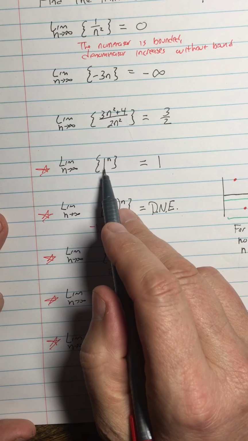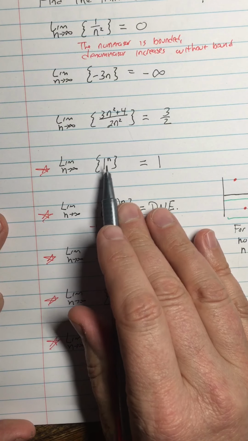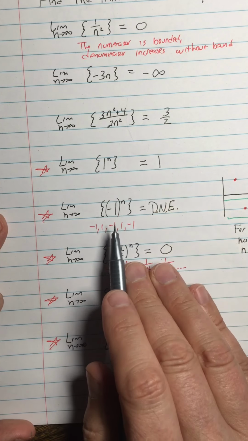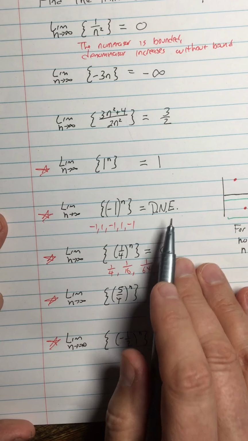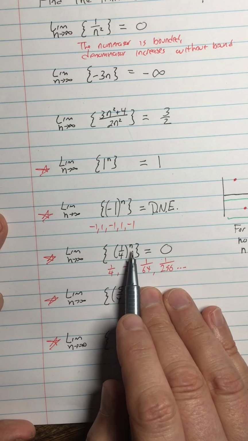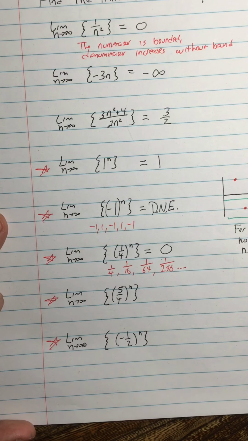What happens to something to the nth power? What happens to 1 to the nth power? The limit is 1. What happens to -1 to the nth power? The limit does not exist. What happens to 1/4 to the nth power? The limit is 0. What happens to 5/4 to the nth power?